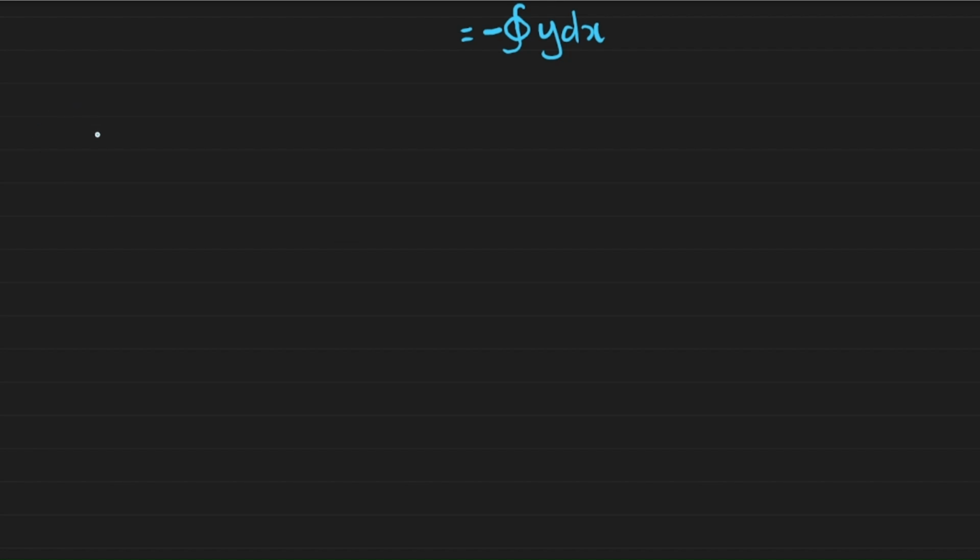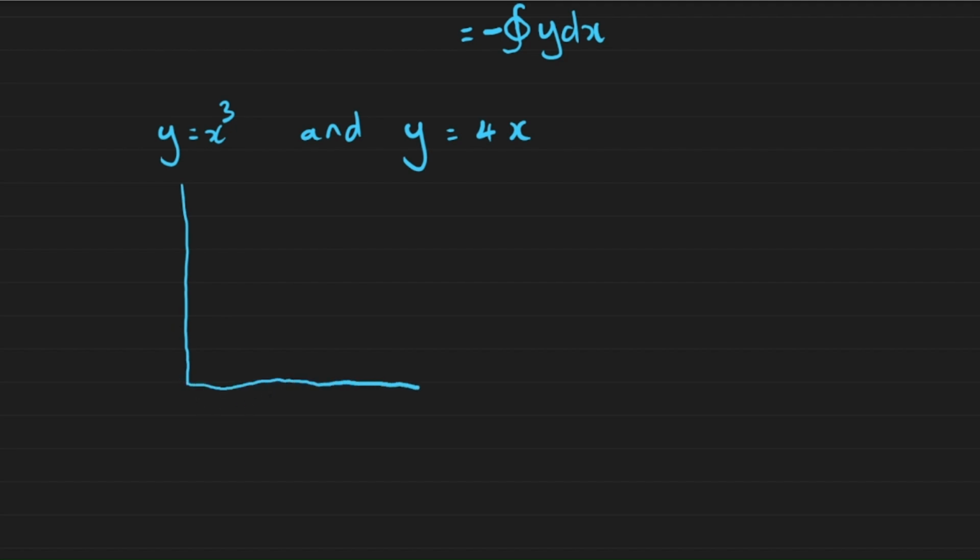So we want to find the area between the two curves. y is equal to x cubed and y is equal to 4x. And the question is, find the area inside the closed curve bounded by these two functions. So if we were to just do a quick plot of these two curves, we won't draw the complete y equals x cubed, but there is a portion of the curve that looks like that, and y equals 4x is obviously a straight line.